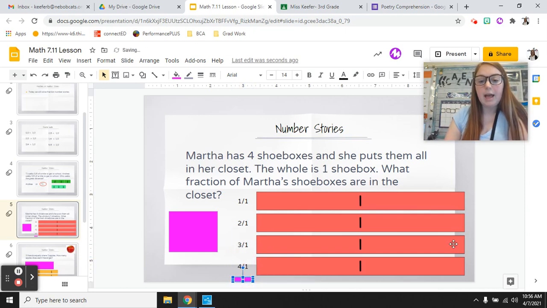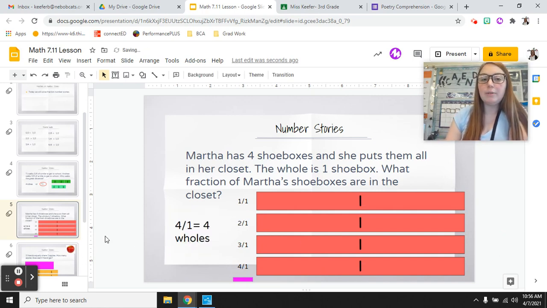3/1. And then 4/1. So 4/1 is equivalent to saying 4 wholes. When you start breaking these up into like 2/2s, 3/3s, 4/4s, that's because your whole is not just one. You're breaking it up into halves or thirds or fourths or fifths, whatever it is. This one is just saying one part. One shoebox is one whole. So 4 of those in her closet would be 4/1 because they're 4 wholes. Okay?